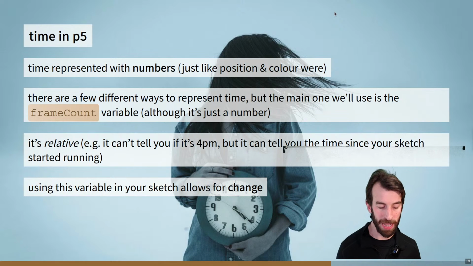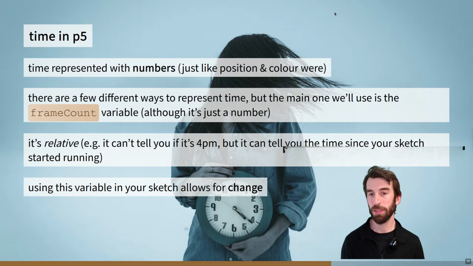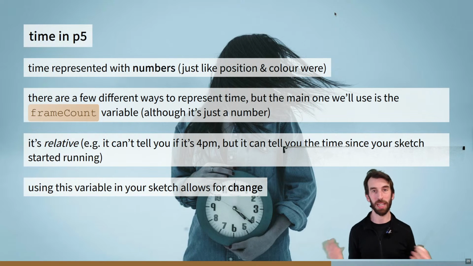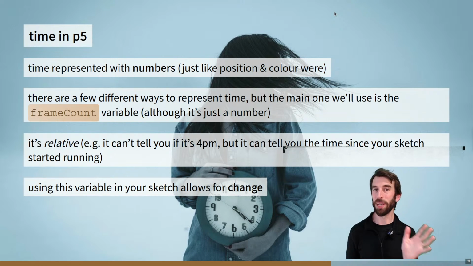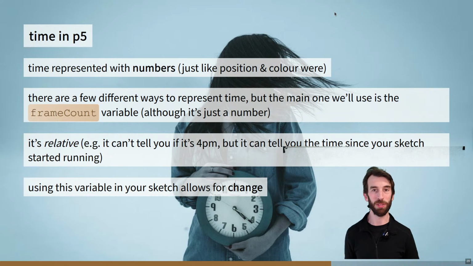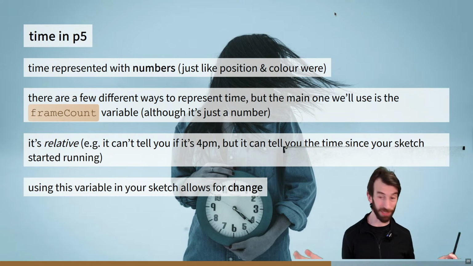We've talked a little bit about frameCount already, but frameCount is really representative of time in p5. So time is represented with numbers, just like position and just like color. There are several different ways to do it in p5. The main one we're going to use is frameCount. That's mainly what I'll use in lectures. It measures the number of times you run through the draw loop. Every time you go through it, it increments by 1.